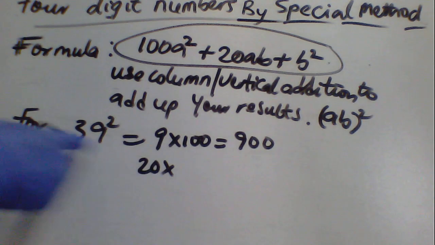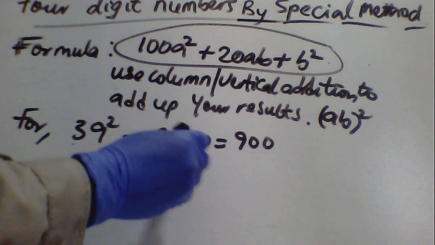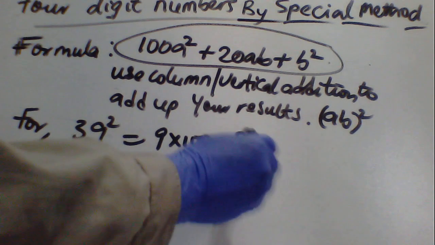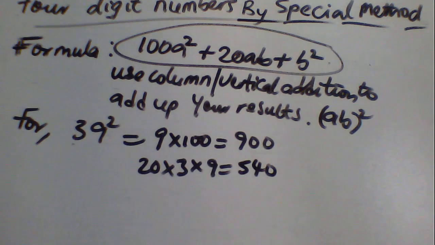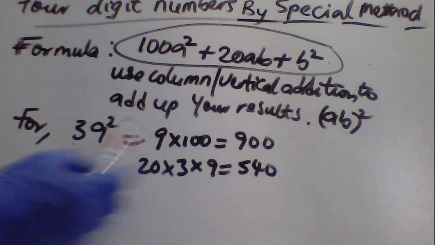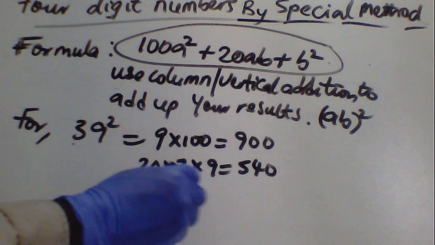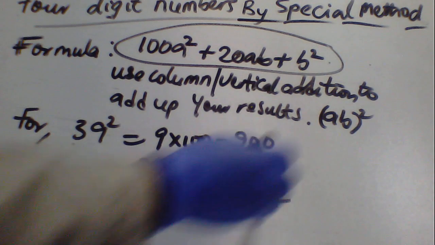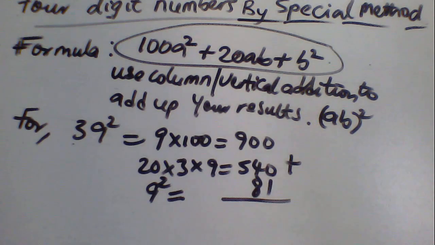The second thing to do is multiply 20 times 3 times 9. 20 times 3 will give us 60. 60 times 9 will give us 540. The last step is to square the last number, the unit. That is 9 squared, which will give us 81. So that is the method. You then add the results using column, as we have seen.